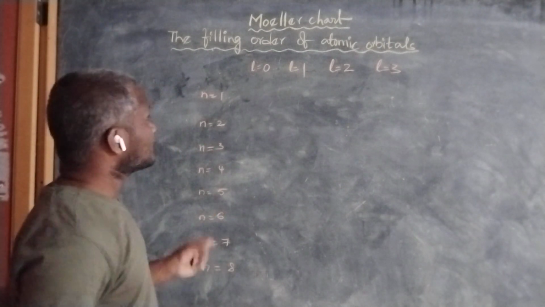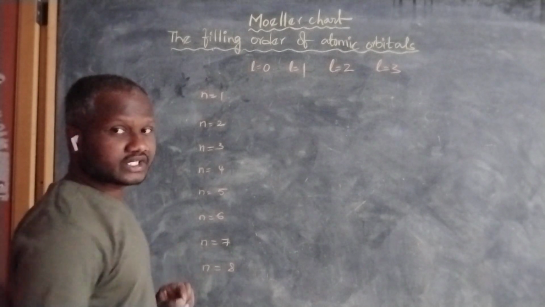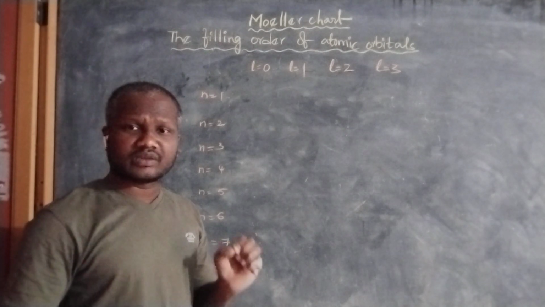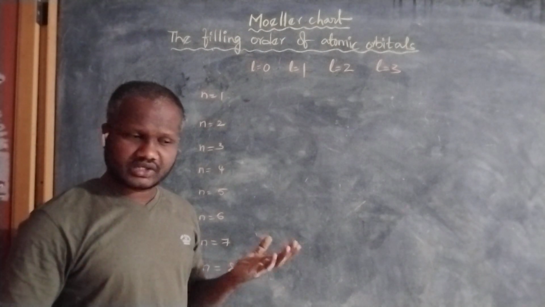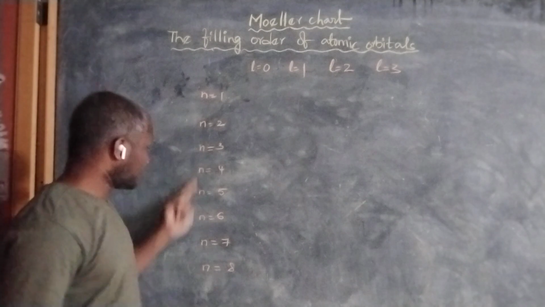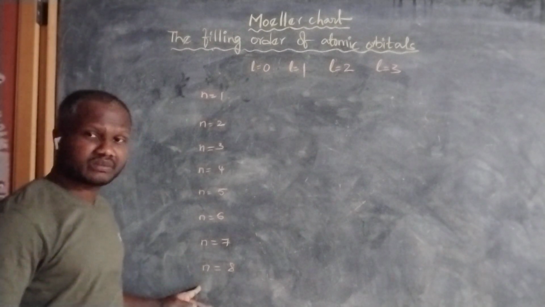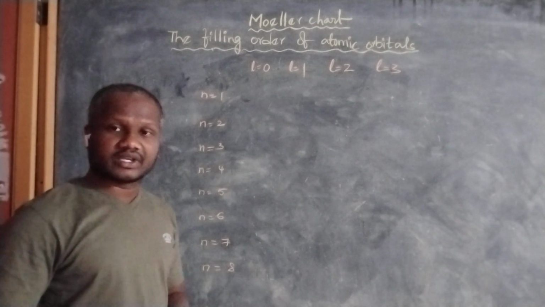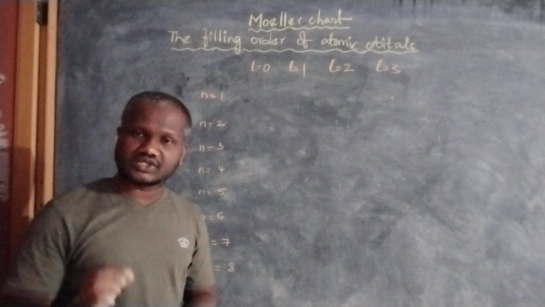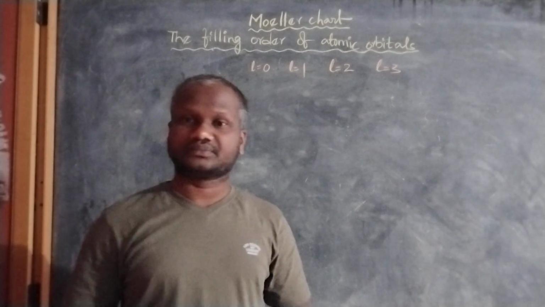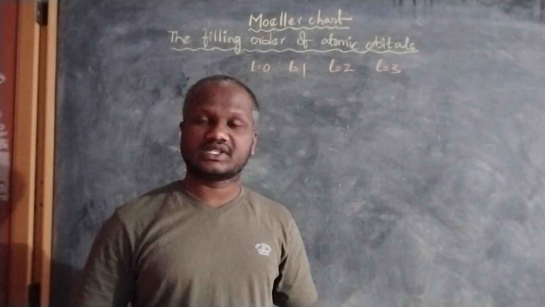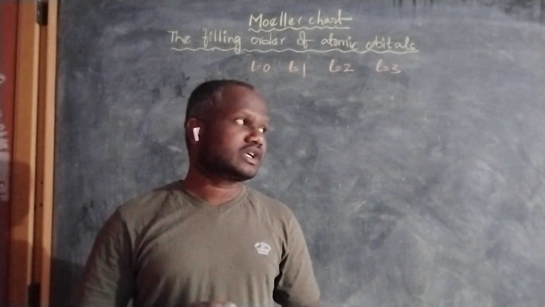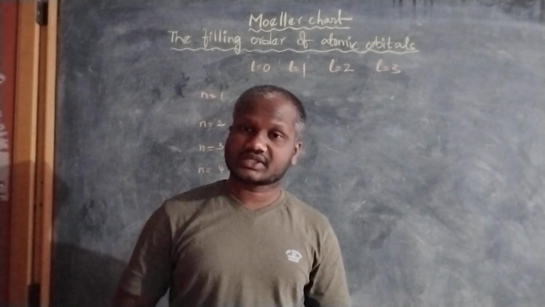In that, we have to take two quantum numbers: the L values and the N values. Here L signifies the angular momentum quantum number, introduced by the scientist Sommerfeld, and N represents the principal quantum number, introduced by the scientist Niels Bohr. Sommerfeld said that each shell contains subshells: the first shell contains one subshell, the second shell two subshells, the third shell three subshells, and the fourth shell four subshells.